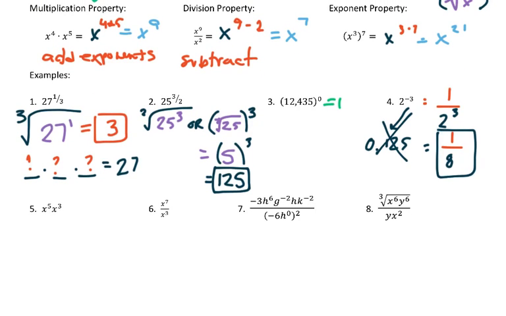Alright, the next one uses our multiplication property, so this is going to be x to the 5 plus 3, and so we have x to the 8. And then the next one is our division property, so we're going to have x to the 7 minus 3, or x to the 4.